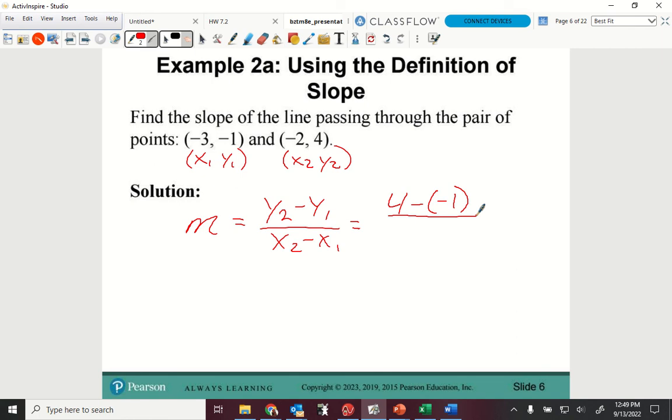And on the bottom, what is x from the second point? Negative 2, close, minus, what is x from the first point? Negative 3. There we go. Now, I'm going to do the math. So 4 minus negative 1, that's going to give me 5, very good, over negative 2 minus negative 3 gives me positive 1. Now let's go and do it on the calculator.